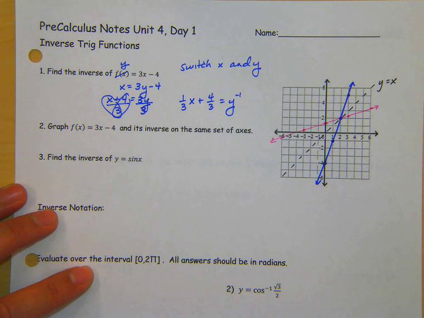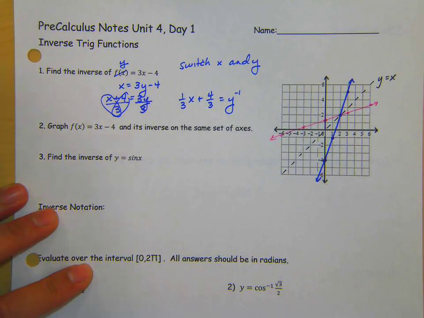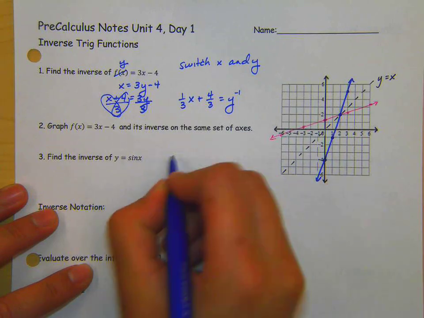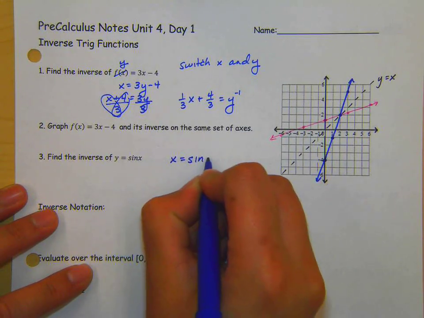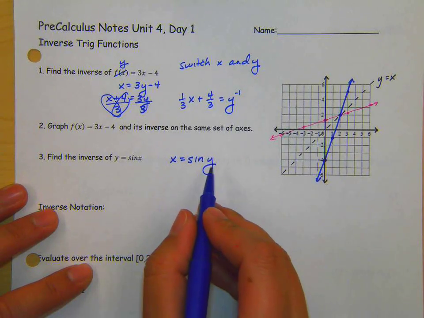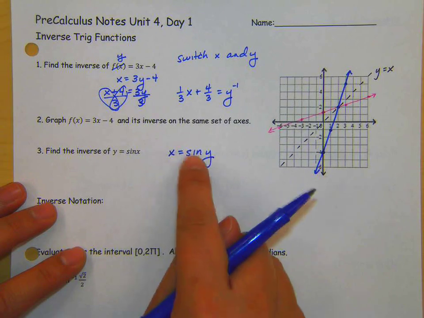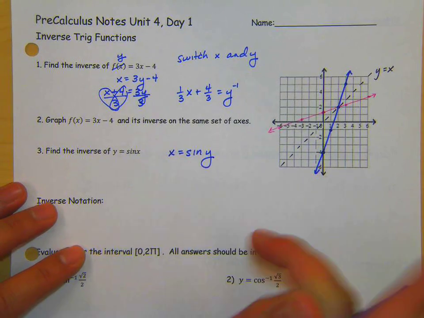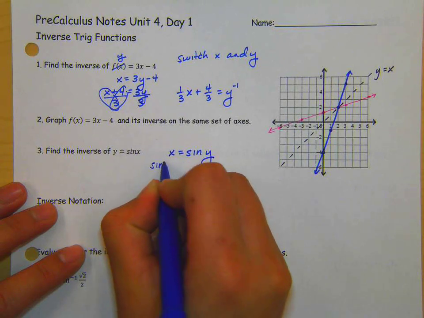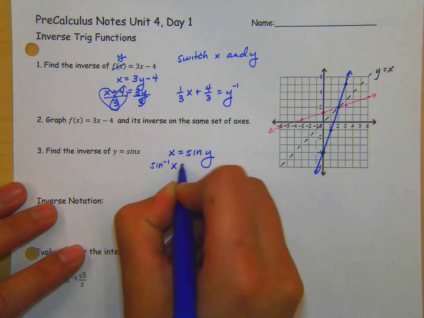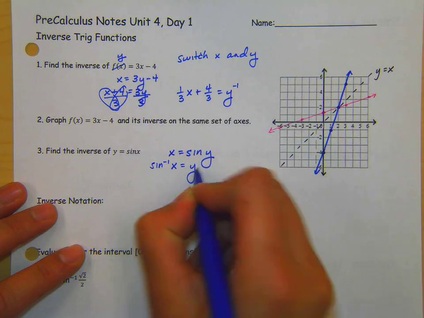Alright? So the third question asks you to find the inverse of y equals sine of x. So the first thing I'm going to do is switch x and y. I have to try to get y by itself. And if you remember from the first unit, we found something to undo sine. And how do we undo sine? We take the inverse sine of both sides. So if I take the inverse sine of y, I'll just get y by itself.